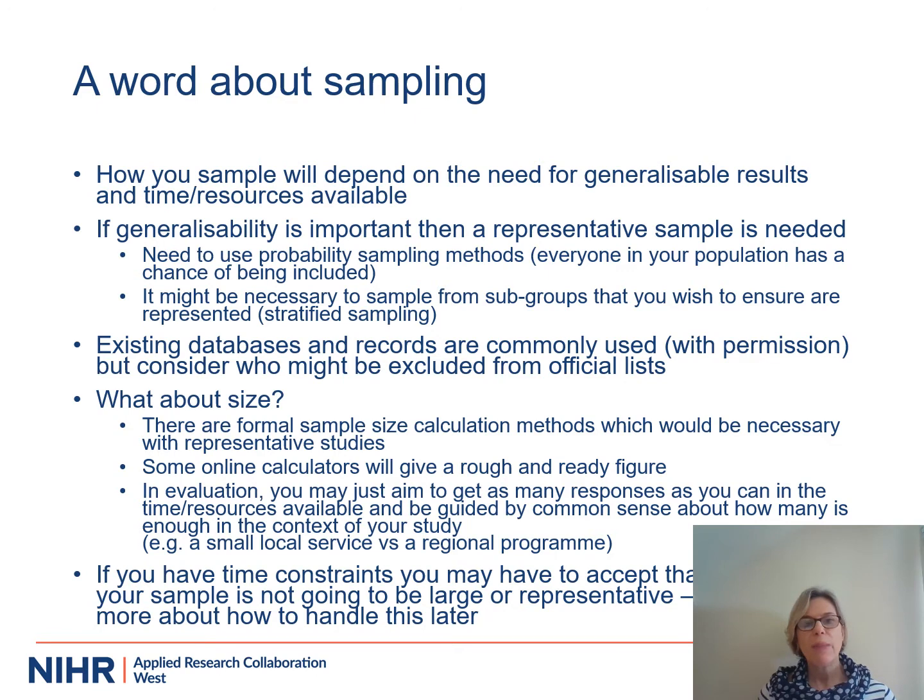And if generalisability is important, then a representative sample is needed, and you need to use probability sampling methods which give everyone in your population a chance of being included. And there are some computer software programs that help you generate a simple random sample.